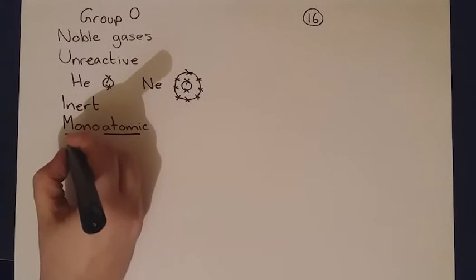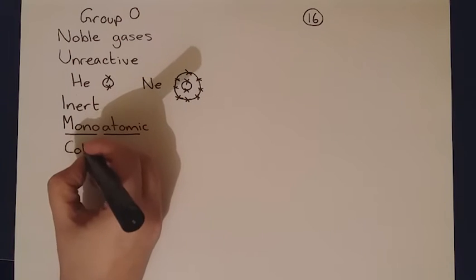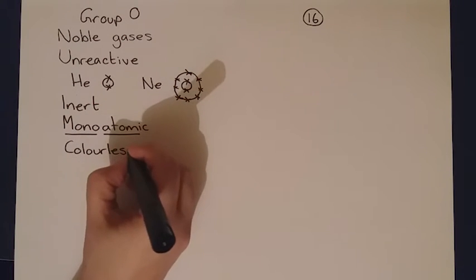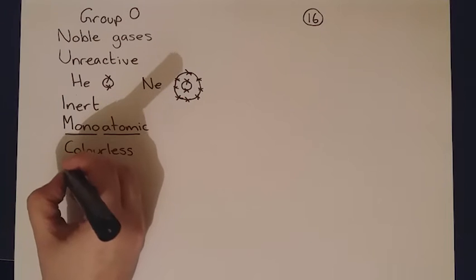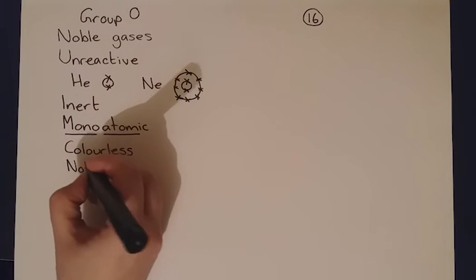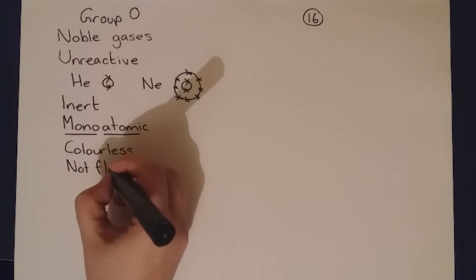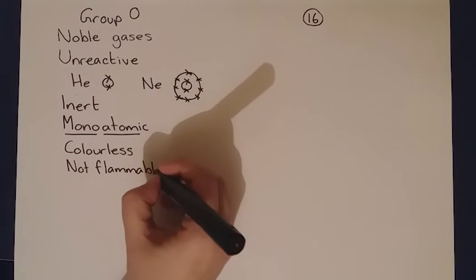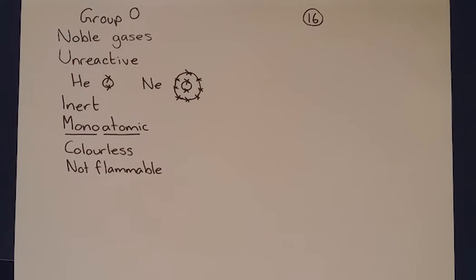The noble gases are all colourless. They are also not flammable. Again, the reason that they are not flammable is because they are unreactive, because their electron structure is stable.